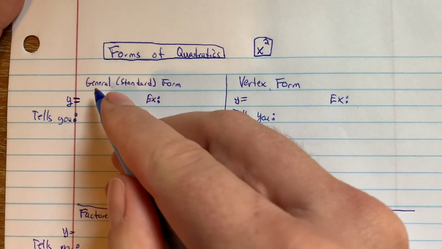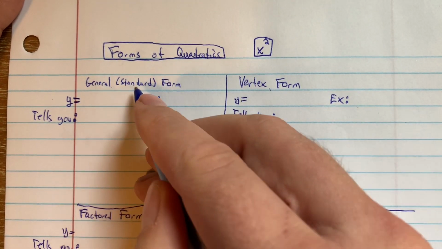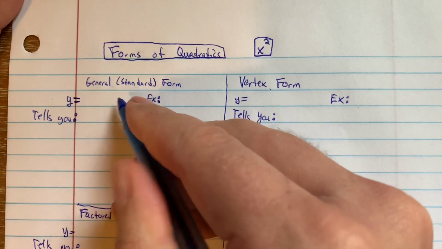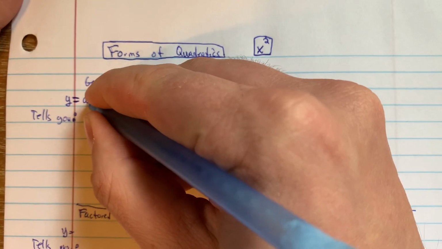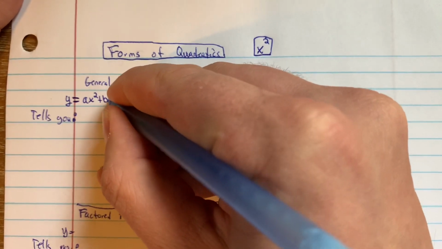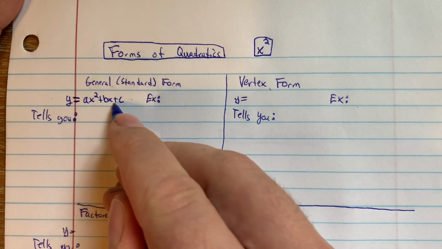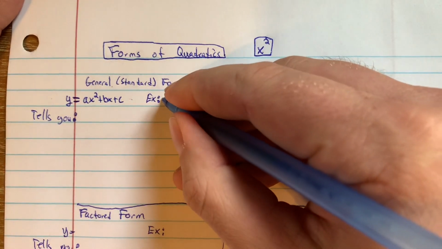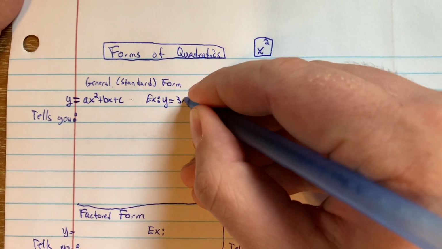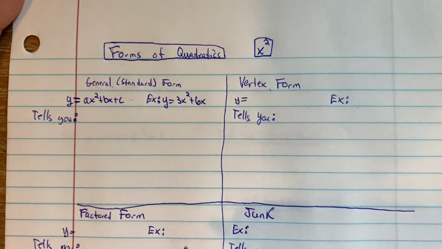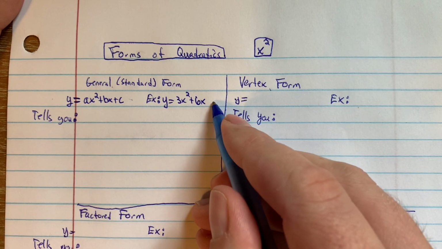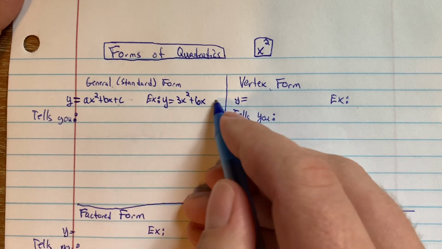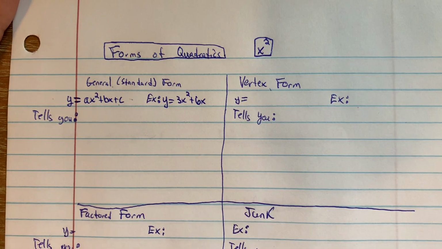The first main form is called general form. Sometimes people call it standard form. So I'm going to write out the general equation. The general equation is y equals ax squared plus bx plus c. And we can see that that is a quadratic because it's got an x squared in it. An example would be like y equals 3x squared plus 6x. Notice that there's no plus number here. It's okay for c to be 0, or even for b to be 0. But it's still in general form.